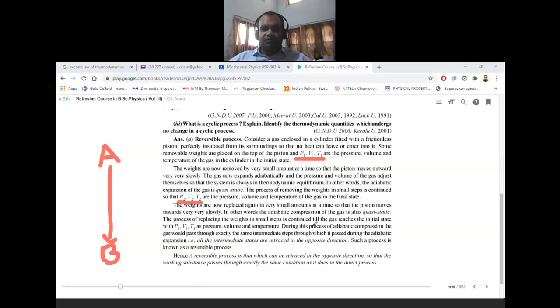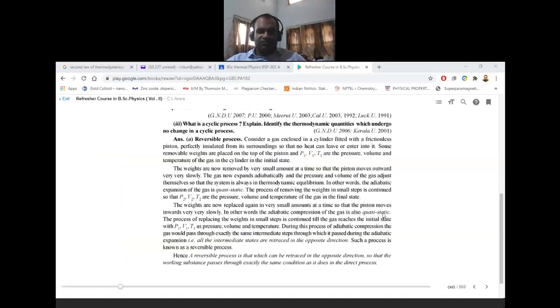Now you start compressing the gas. When the piston moves outward, the gas expands. We know this, and when the piston moves inward, the gas compresses. Compress means the reduction in volume. So the compression of the gas is also quasi-static. Quasi-static means a very slow process.